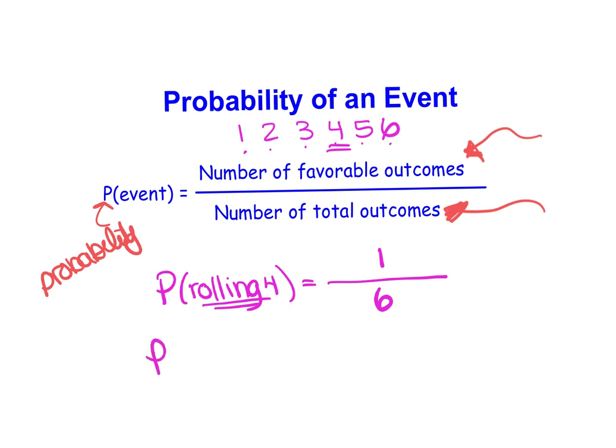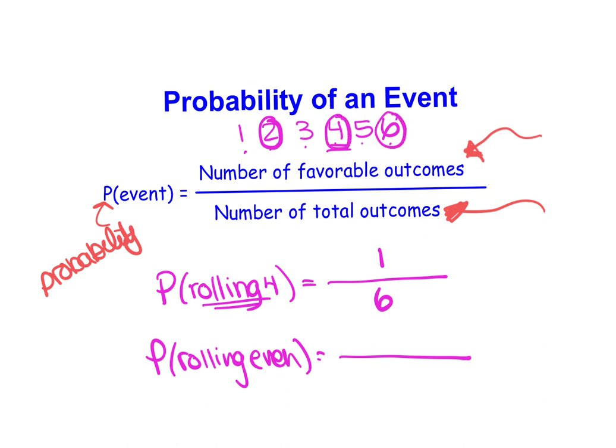Now let's try a second example. Say we have the probability of rolling an even number. So here, probability is created by taking the number of favorable outcomes in the top. So we have 1 favorable outcome, 2 favorable outcomes, 3 favorable outcomes. There are 3 favorable outcomes that result in an even number. And then we take our denominator to be the total number of outcomes, which is 6. So here we have a fraction of 3/6. And because we know that this simplifies further, we're going to divide each of these by 3 and find that the probability is a simplified fraction of 1/2.